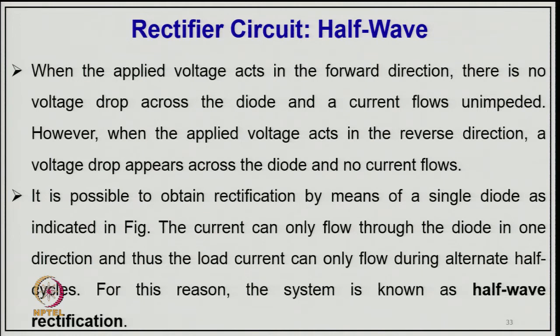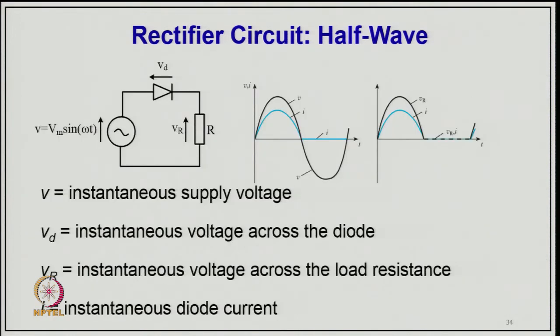So, for this reason the system is known as half wave rectification, and this is typically the half wave rectification circuit. You have a single phase AC supply with a diode and a resistive load, and you will see this is the input voltage and this is the current which is flowing into it. In the negative half cycle the current will be 0, and the output voltage and output current will be only positive voltage and positive current, and here you will have 0 voltage and 0 current in the negative half cycle.